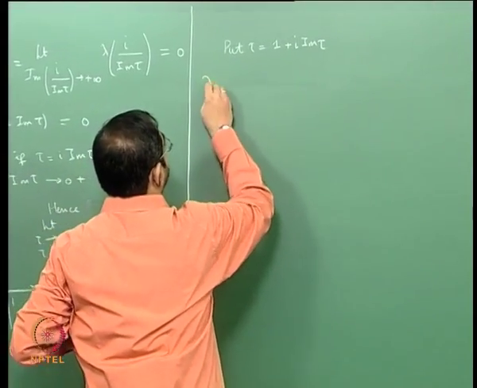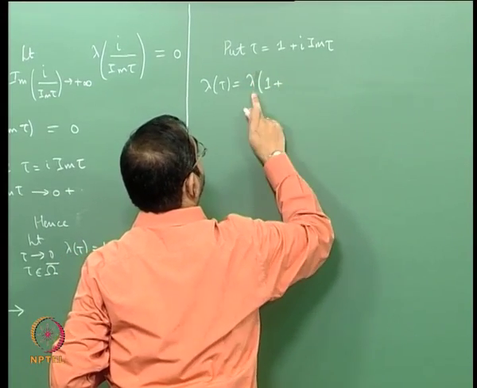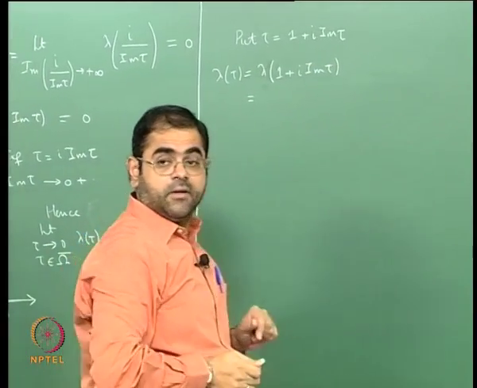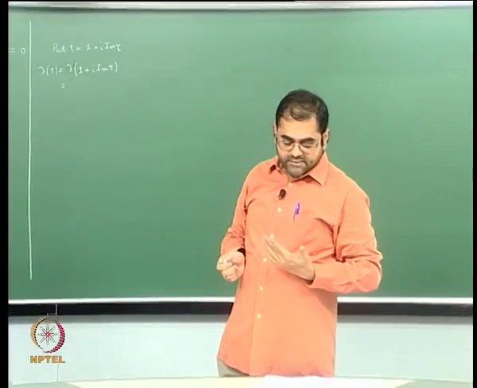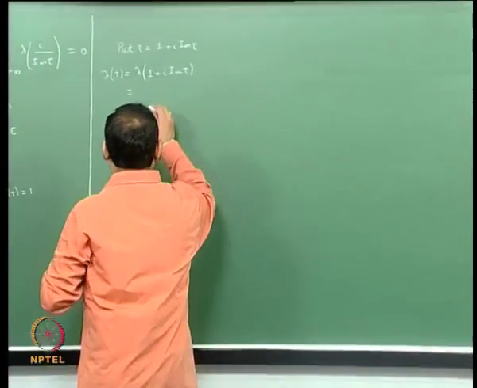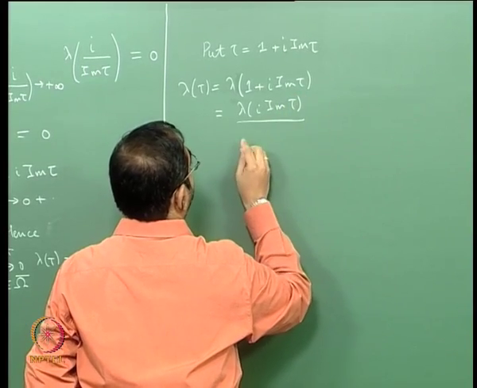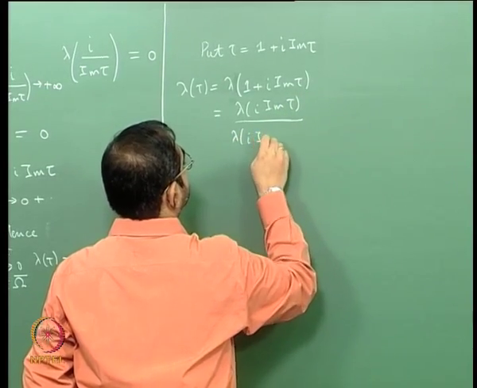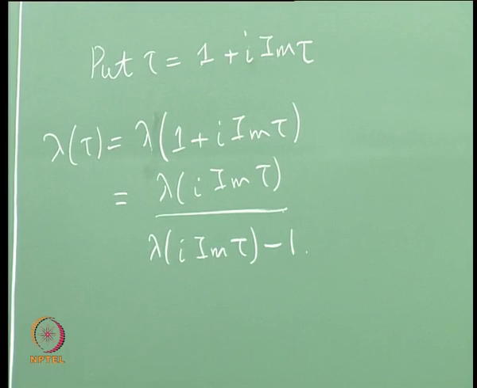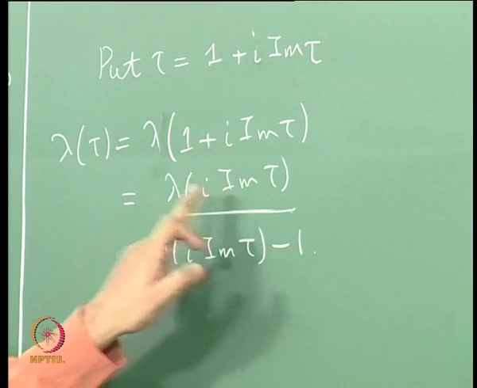So you see you will get lambda of tau will be just lambda of 1 plus I times the imaginary part of tau. Okay, but then there is a functional formula which says that lambda of tau plus 1 is lambda tau by lambda tau minus 1. So this will be lambda of I times the imaginary part of tau by lambda of I times the imaginary part of tau minus 1. This is because of the functional equation that lambda satisfies. Lambda of 1 plus tau is lambda tau by lambda tau minus 1.